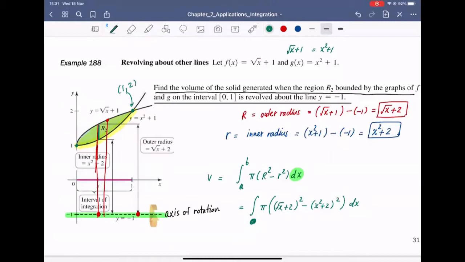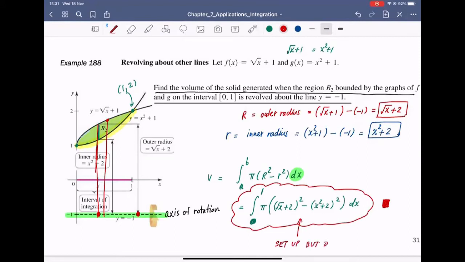That means x is going to be from 0 to 1. That's it. Well, actually, you need to integrate to find the exact value. But for this question, I'm going to stop here, because this is what we are going to test you on in the exam. We do not want you to evaluate. We just say that you set up and stop. So the question on the exam is going to say set up, but do not evaluate.